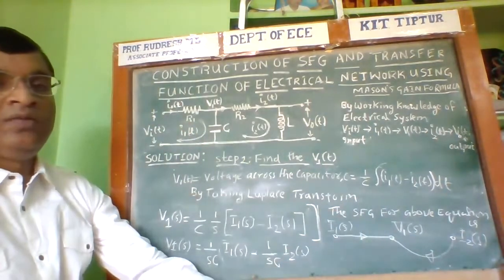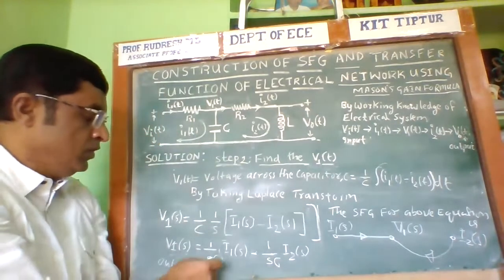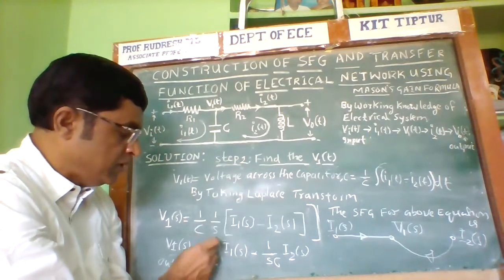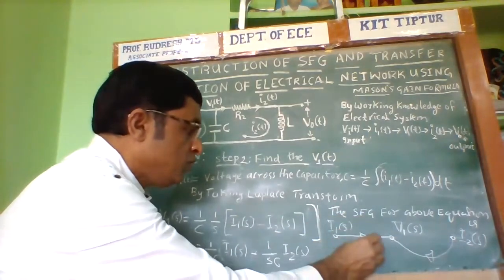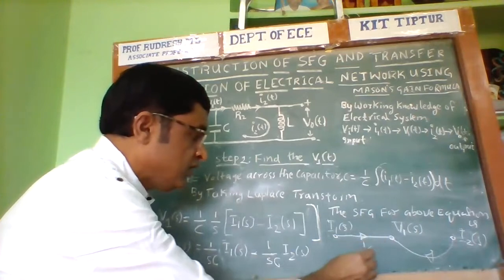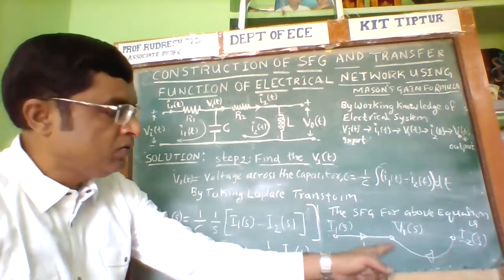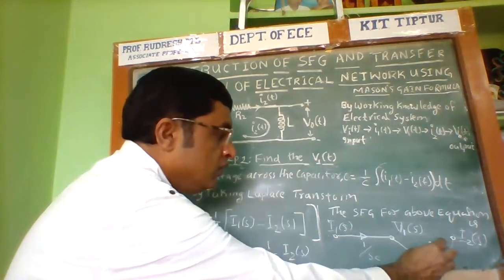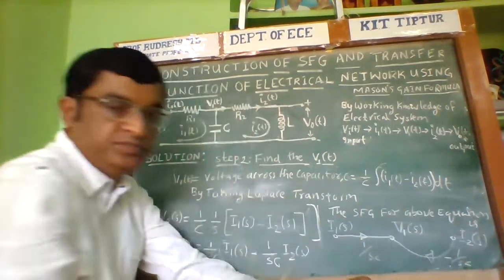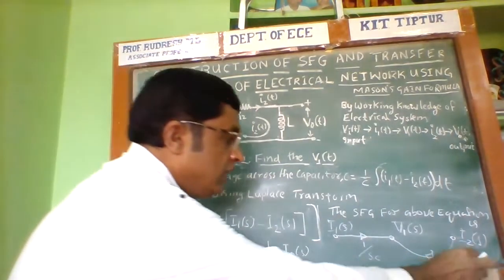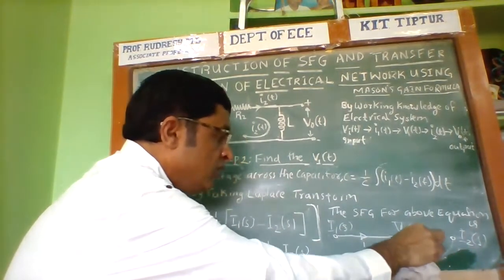We take the output from the next stage. Now, I1 of S must be multiplied by the branch gain, which is 1 by SC. Here I should write 1 by SC. The other branch has the signal minus 1 by SC.